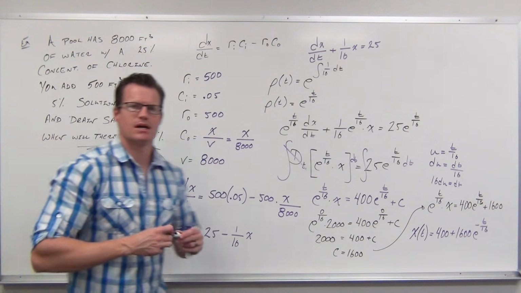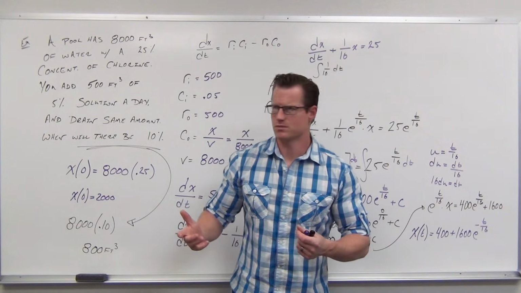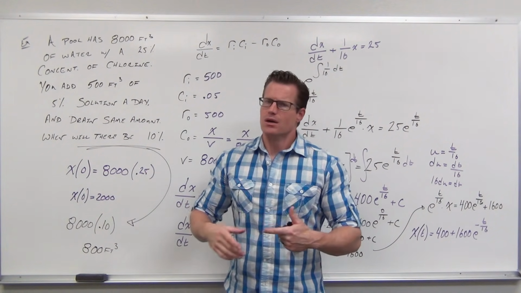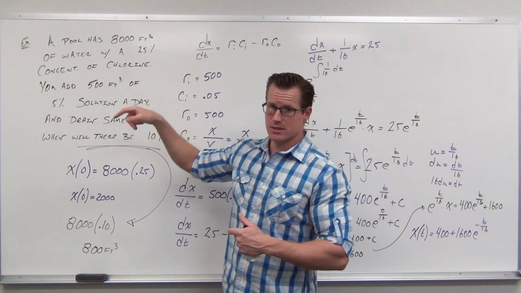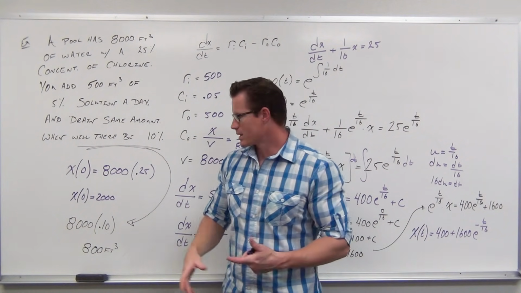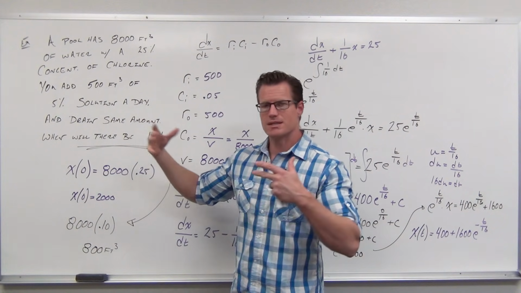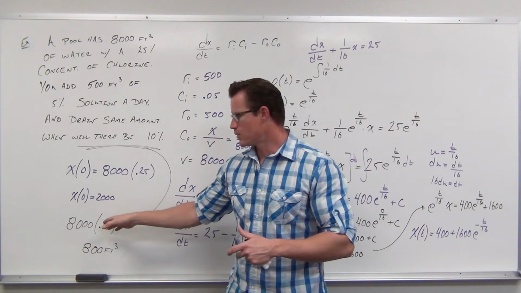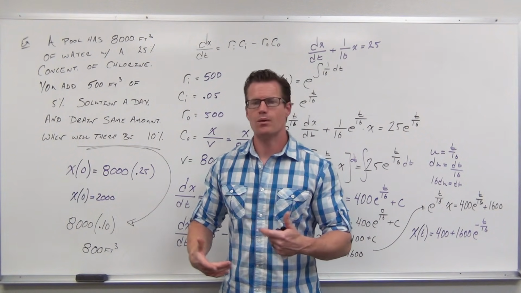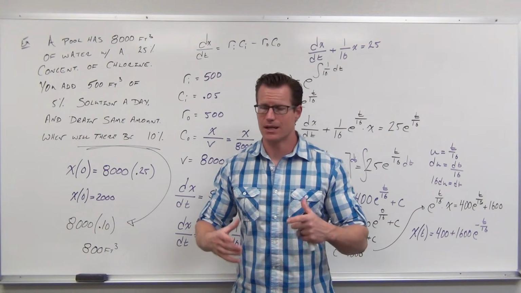So the question comes down to, and this is why I'm doing this example, is because when you get the concentrations and percentages, you're going to have to multiply by the amount that's there. So to find your initial value, 25% was chlorine. Okay, multiply by 0.25. You want 10% to be chlorine. Okay, multiply what's there, 8,000 times 10%, 0.10. That gives you 800 cubic feet.